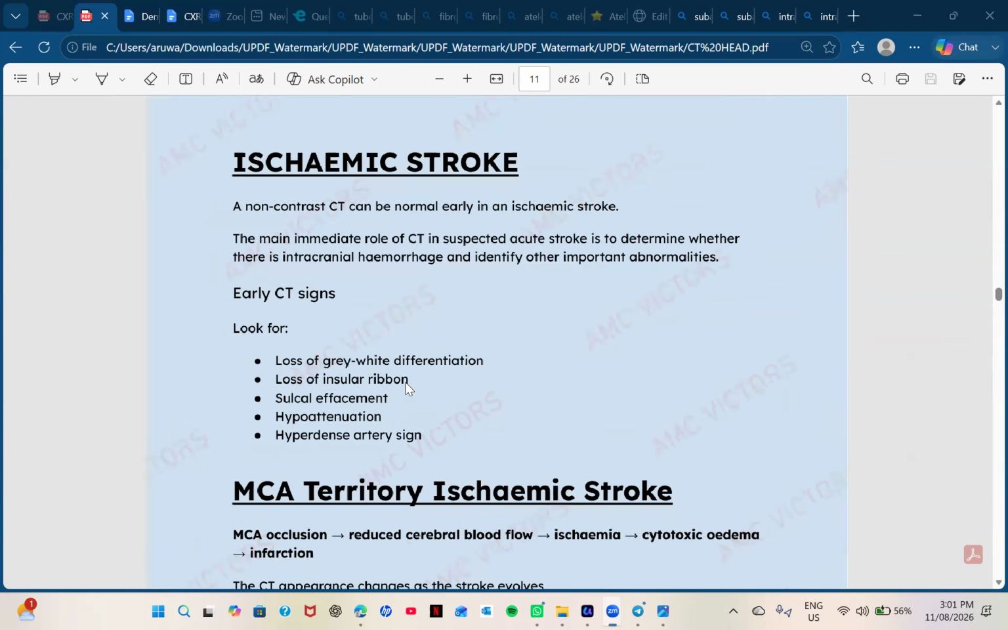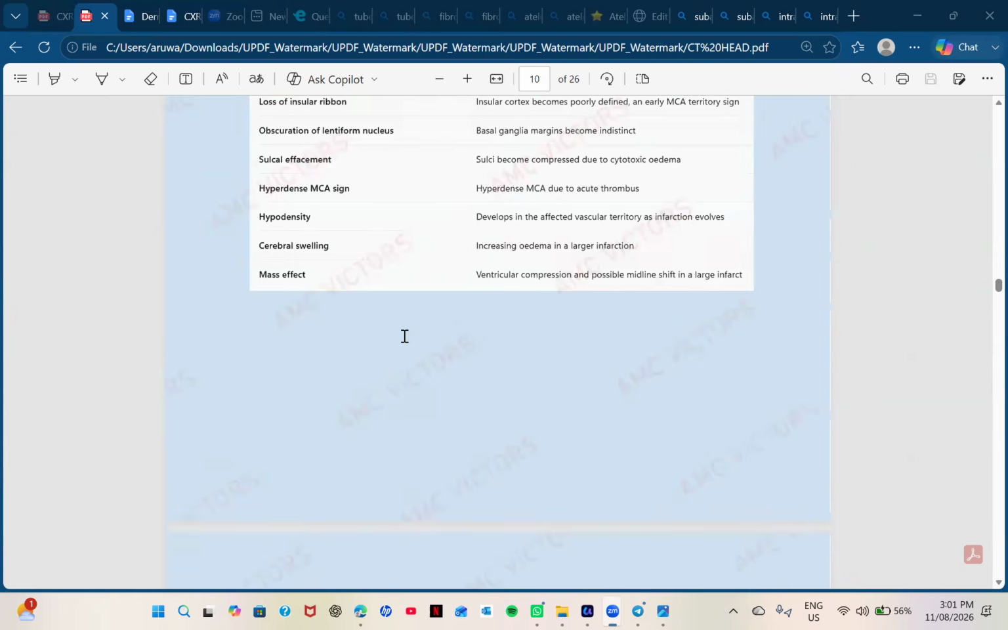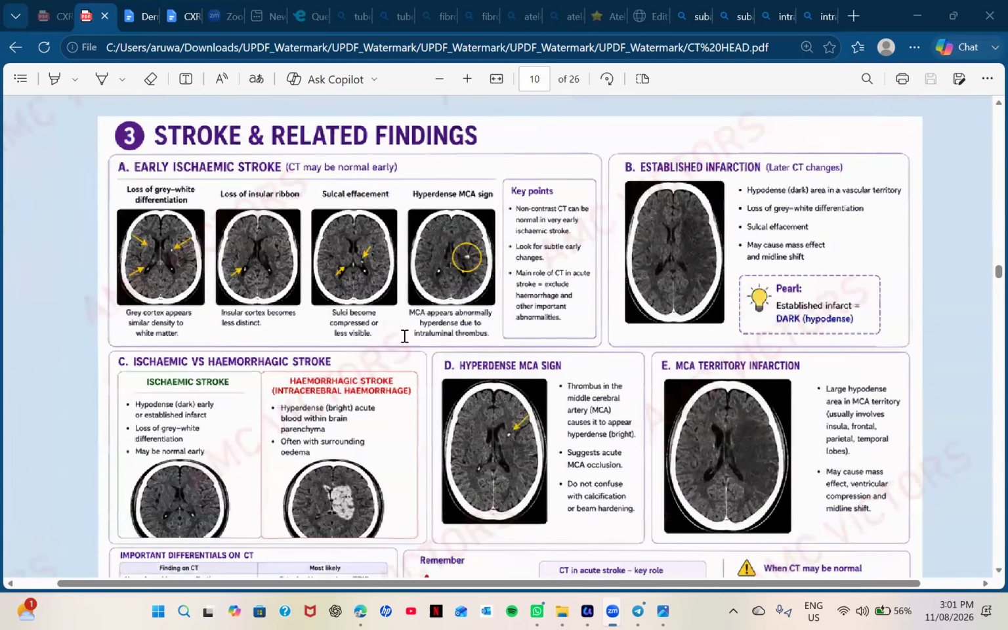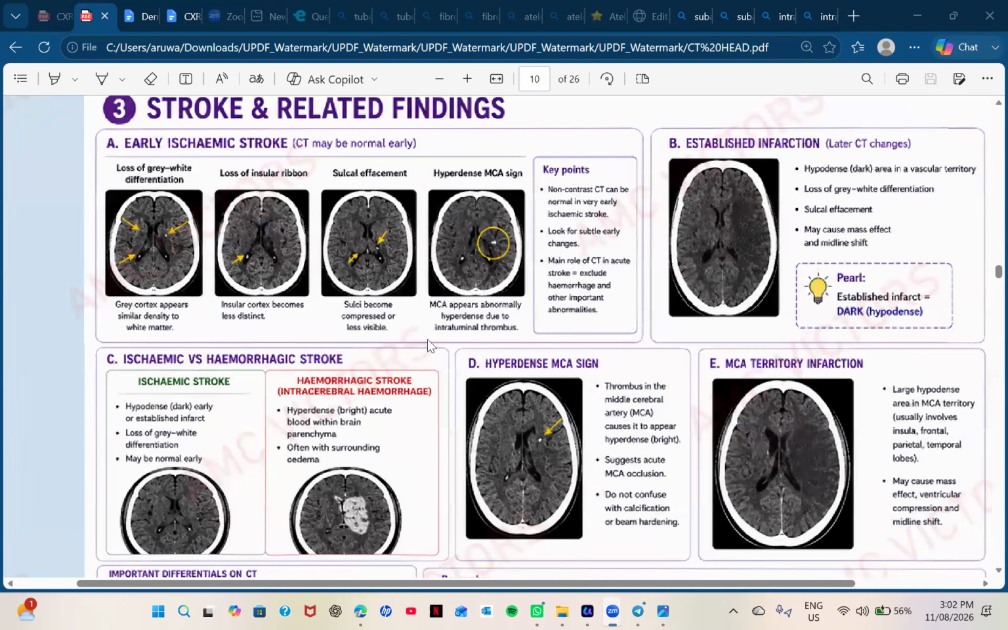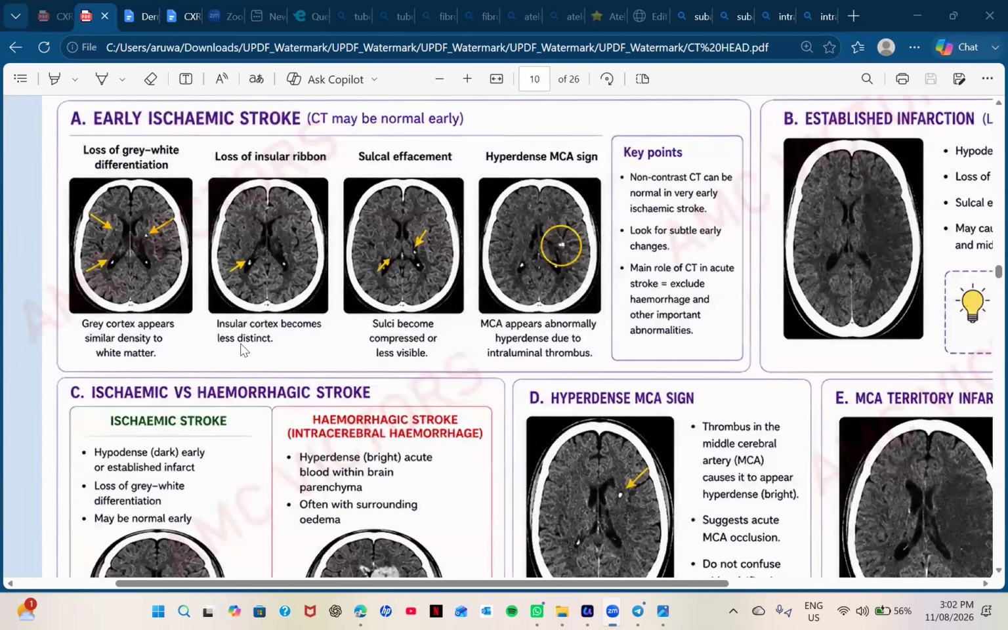Okay, here. CT signs, what? Loss of gray-white differentiation, loss of insular ribbon, sulcal effacement, hyperdense artery sign. What are those things, doctors? Early ischemic stroke, what you can see: loss of gray-white differentiation. So the gray cortex appears similar in density to the white matter, right? So that is one thing.